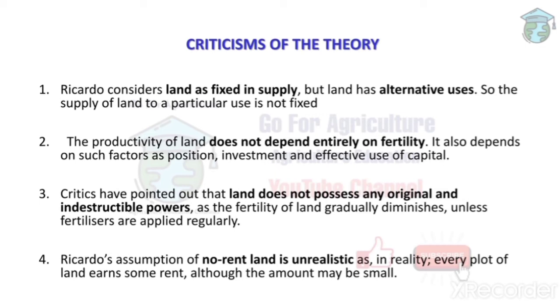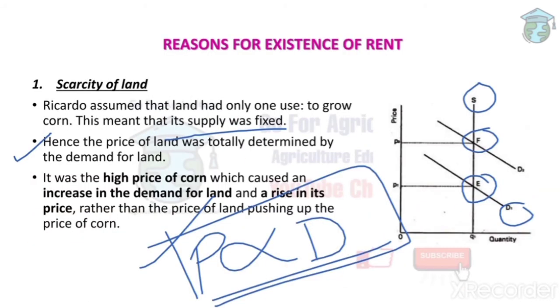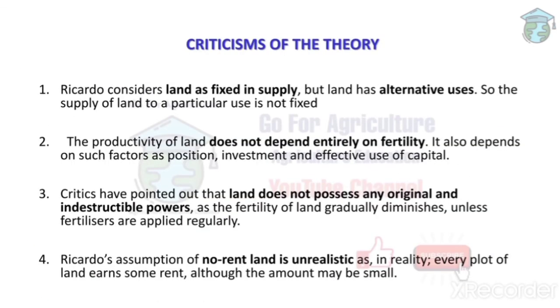मतलब इसका supply fixed है, but wrong, because land is also used for other purposes, not only for growing corn but also for constructing buildings, industries, मतलब बहुत सारे uses हैं. So this is one of the criticisms of Ricardo's theory. He said that land is only used to grow corn, means इसका supply fixed है. लेकिन we can use it for other purposes also, उसका alternative uses भी है. ठीक है. So this is the first criticism.